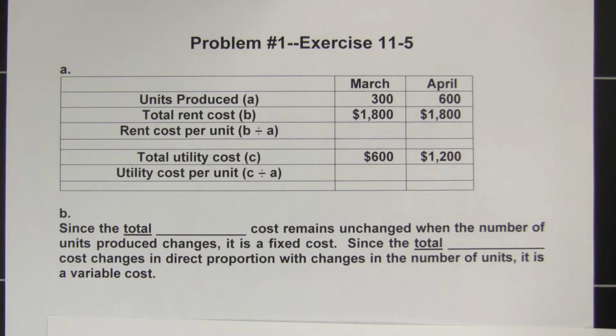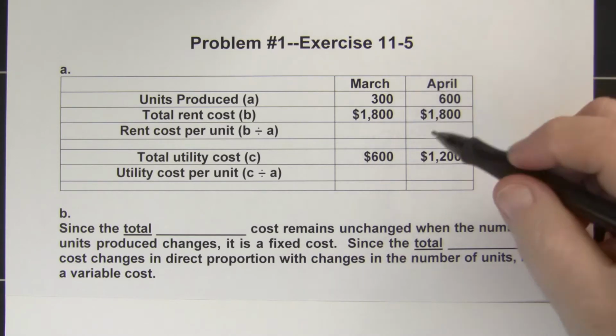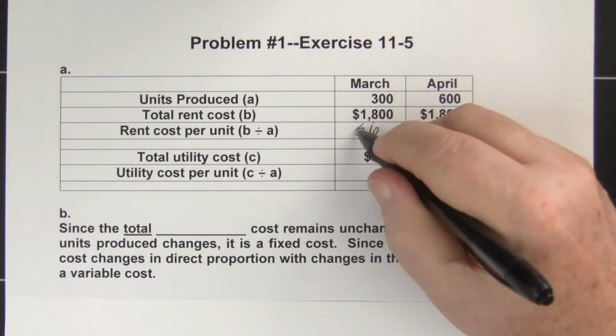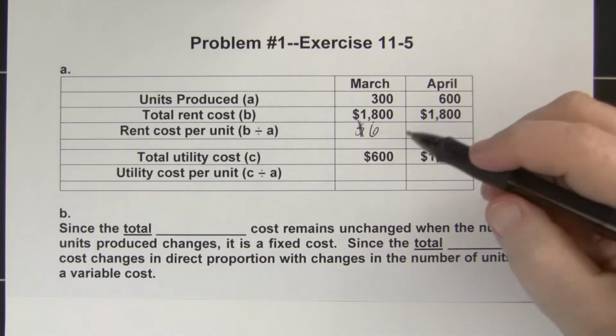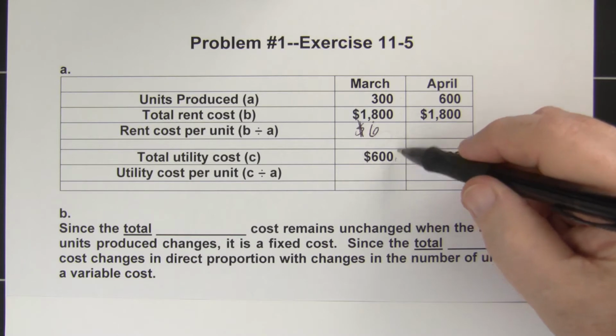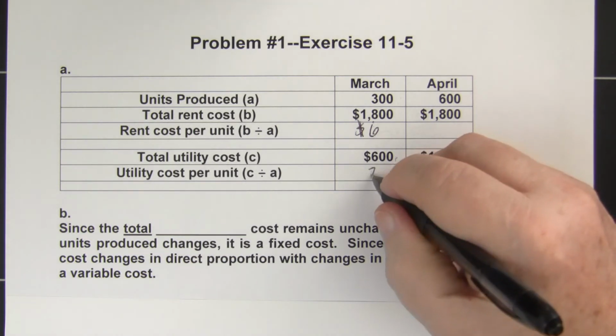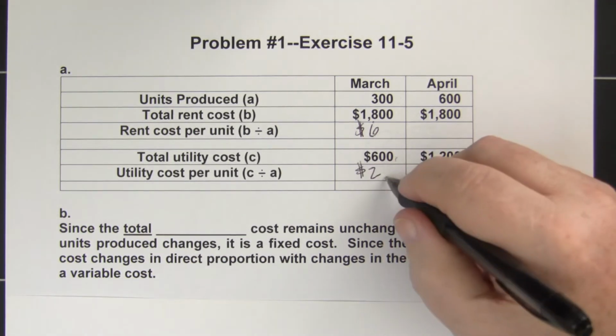I just took the information and moved it around so it's a little easier. It's in the format that they want. They want to know the rental cost per unit. For March, well, rent cost us $1,800 per month. We did 300 units. Therefore, each unit cost us $6. The total utility cost was $600. So we made 300 units. It cost us $600 for utilities. That's $2 per unit.